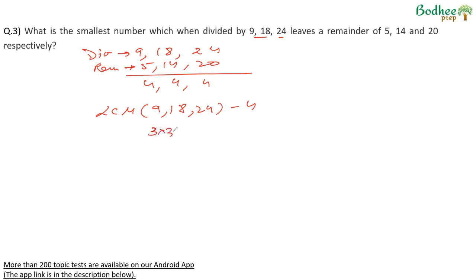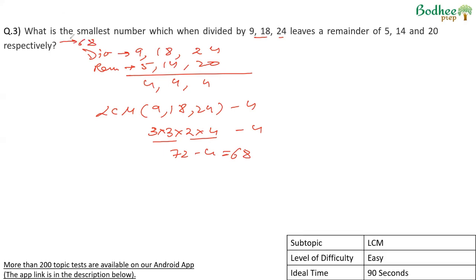LCM of 9, 18, 24: 9 is 3 into 3, 18 is 9 into 2, 24 is 8 into 3. So 3 into 6 is already there, we need 4. So this becomes the LCM minus 4. This is nothing but 4 2s are 8, 3 is 72, minus 4, which is 68. And that is our answer because we just have to find the smallest number. Easy question, simple concept, calculation is not difficult, and therefore 90 seconds to solve.